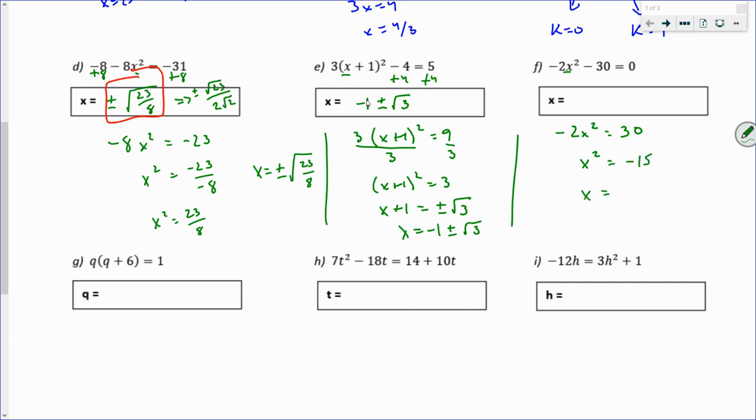I'll square root, and I'll get this. I'll understand that I do not want a negative under the radical, so I'll know that it's the same as this. And of course, the square root of negative 1 is i. So really, we should have been plus or minus i root 15.